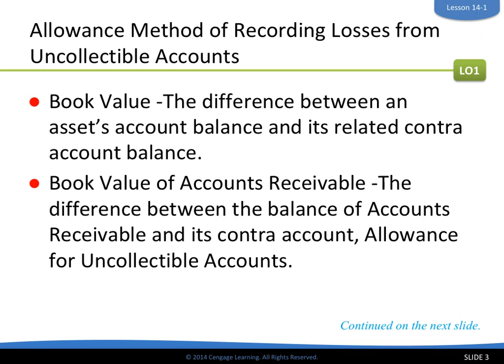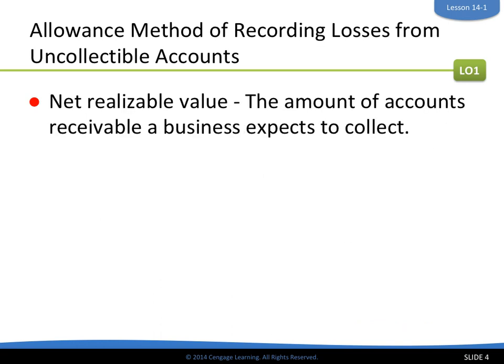Right, so then the book value of an account receivable is just the difference between the accounts receivable and the accounts receivable contra account, which would be the allowance for uncollectible accounts. Okay, so then our net realizable value is the amount of accounts receivable that a business is expecting to actually be able to collect. So it's pretty much the opposite of our uncollectible account. Our net realizable value is what we think we're actually going to be able to collect.